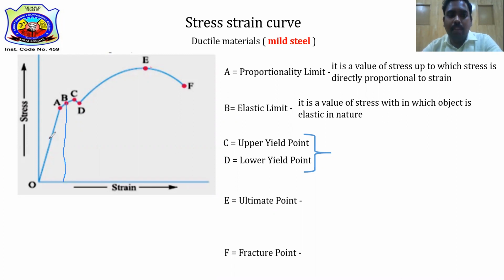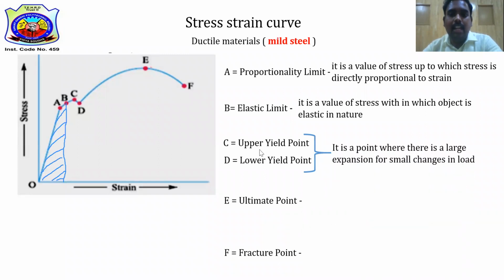The area from origin to the elastic point is the elastic region. This entire thing is the elastic region, because within the elastic limit the object behaves elastically. I mean, before point B the material is elastic in nature. Once it crosses the elastic limit, then it enters into the plastic range. Understood?